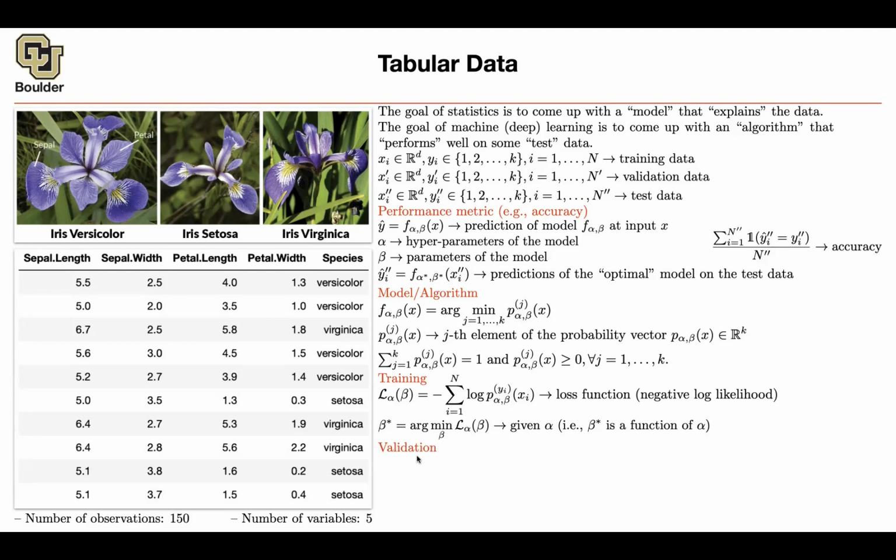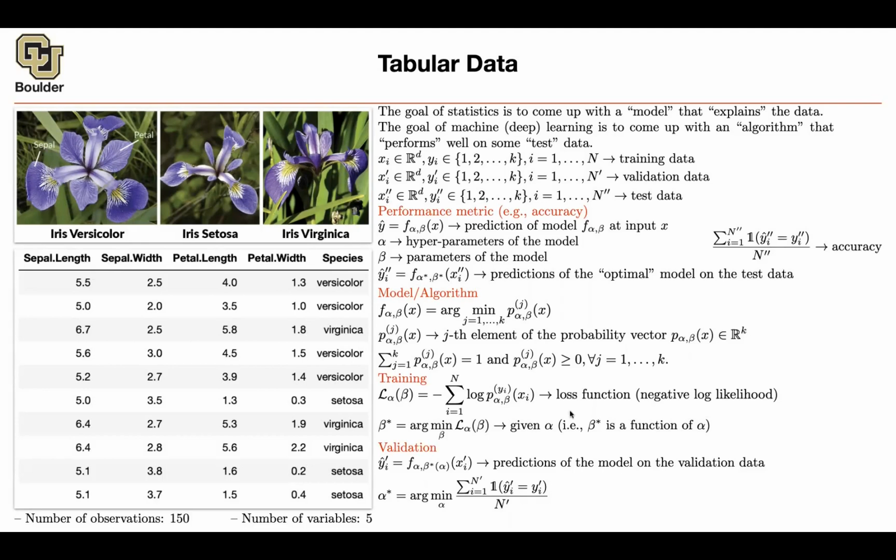Alpha are the hyperparameters of your model, and let's take a look at it. We know that if I give you alpha, you're going to do some training on the training data and you're going to give me B star. So B star is a function of alpha. Now you go ahead and evaluate your model on your validation data on X primes. Look at the predictions, compute your performance metric, which in this case is the accuracy.